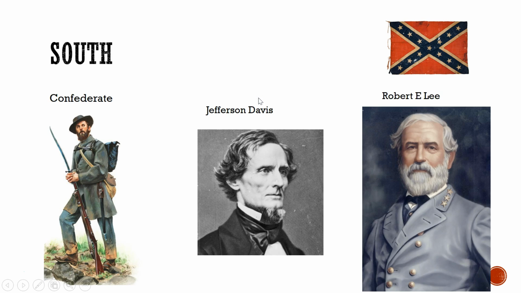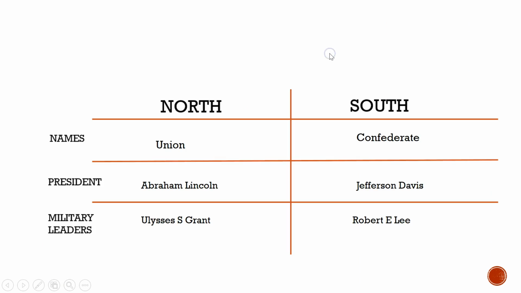Now, the South is different. The South, they are the Confederate. As you can tell, they wear all gray, and their flag is different. They have an X, and all those stars represent the states that seceded from the Union. Their president is Jefferson Davis, and their general is Robert E. Lee. So I took the liberty of filling this out already. Like I said, the Union, Confederate, presidents Abraham Lincoln, South Jefferson Davis, military leader Ulysses Grant, and for the South, it's Robert E. Lee.